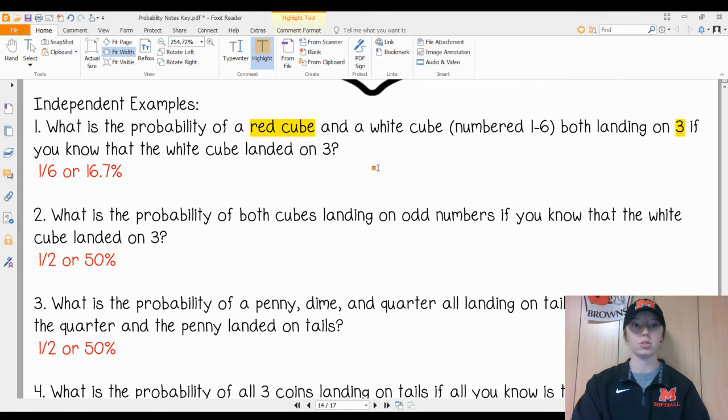Number 2, what is the probability of both cubes landing on odd numbers if you know that the white cube landed on 3? So again, these do not affect each other. So let's just find the probability of landing on odd numbers for one cube. So 1 through 6, we have 1, 3, or 5. So that's going to be 3 options out of 6, which is going to simplify to 1/2, which is 50% as a percent.